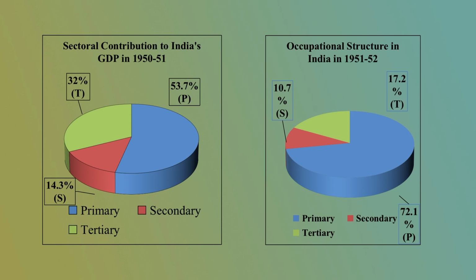And occupational structure also shows that at the time of our independence, in 1951-52 data, about 72% of the workforce of India depended on the primary sector, that is the agricultural sector. Now, development economics suggests that if in any country you observe this type of structural status, then that country is considered a relatively underdeveloped economy. So at the time of Indian independence, the condition was very much underdeveloped.